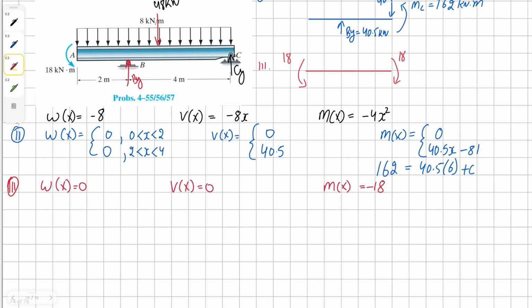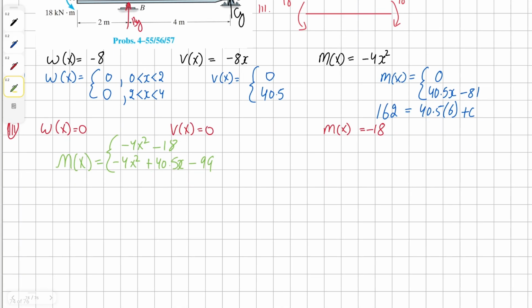Once we have all this, now we are ready to sum all these together to get our moment equation for the whole beam. So in this case, it's going to be negative 4x squared plus 40.5x, take away 99. And this is our region 2. For region 1, it's simply going to be negative 4x squared, and then negative 18. That's region 1. Now we are good to draw our moment diagram.